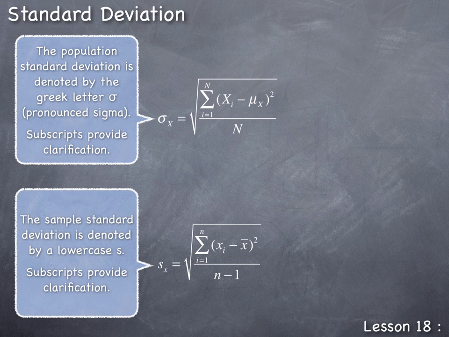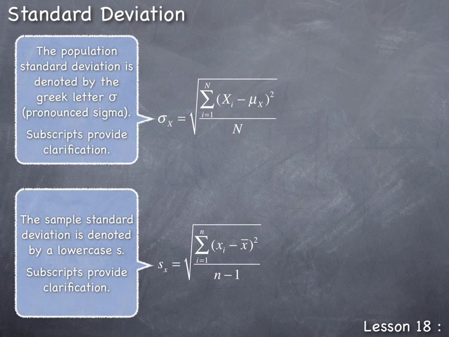The sample standard deviation is denoted by a lowercase s. And again here, subscripts provide clarification. Since the sample standard deviation is calculated based on just part of the population, that is, the sample, the sample standard deviation is a statistic.